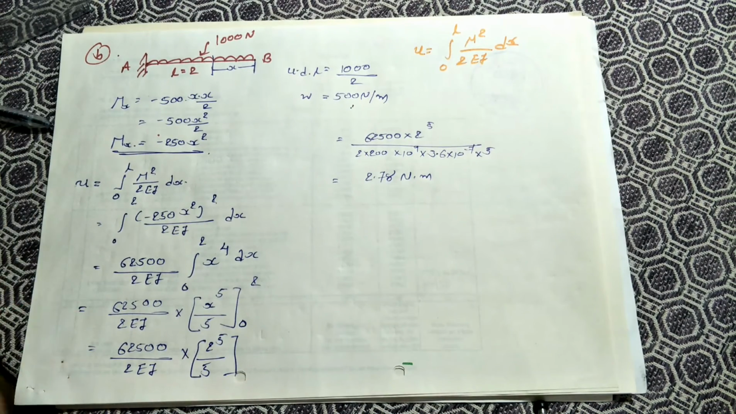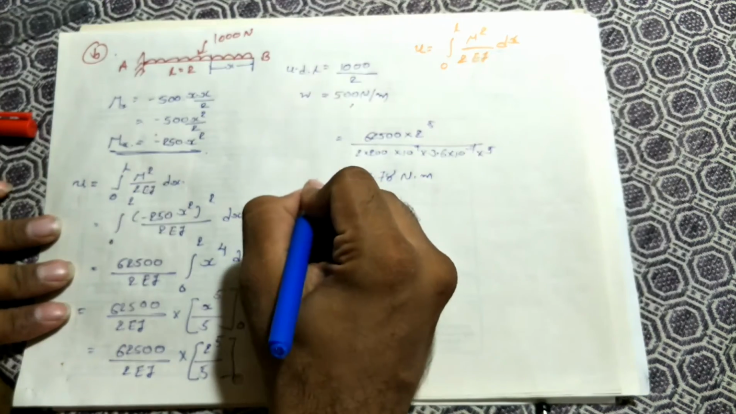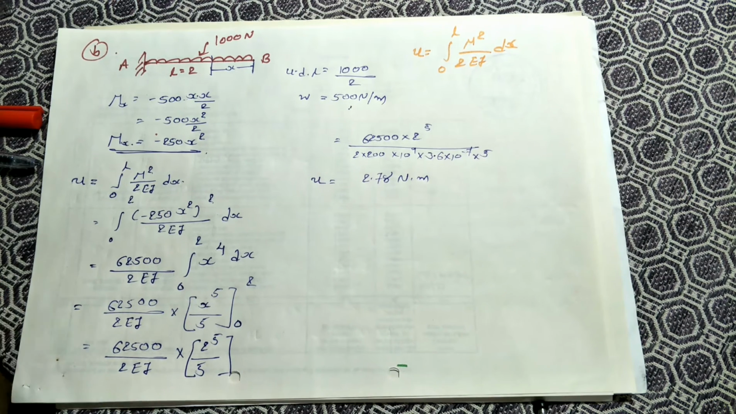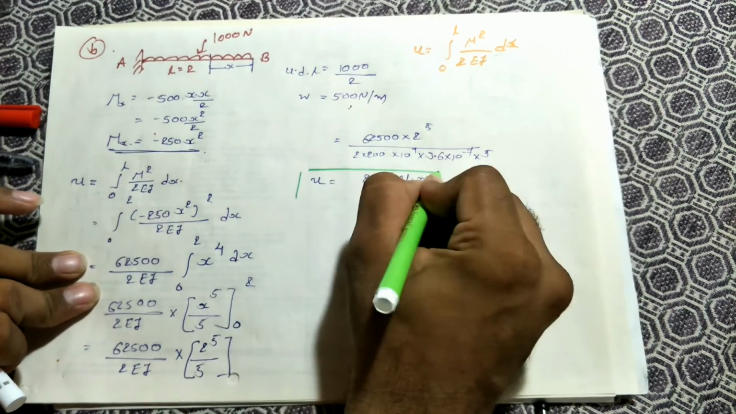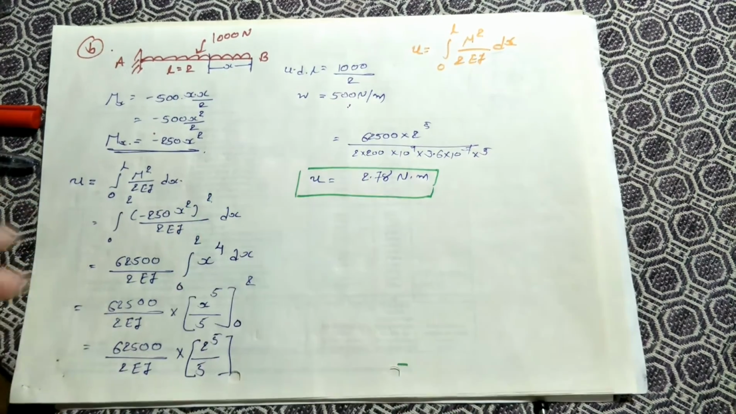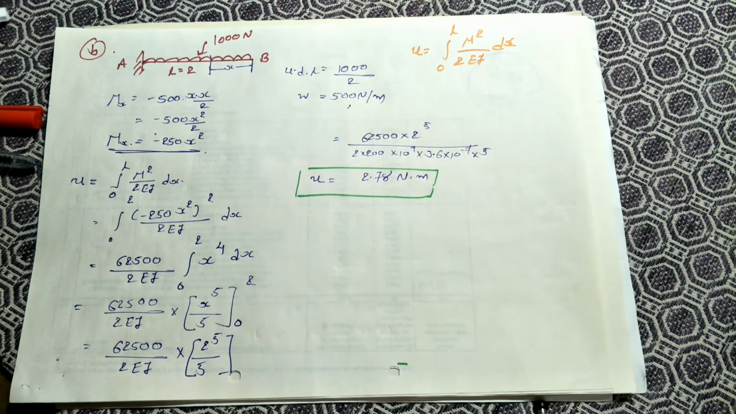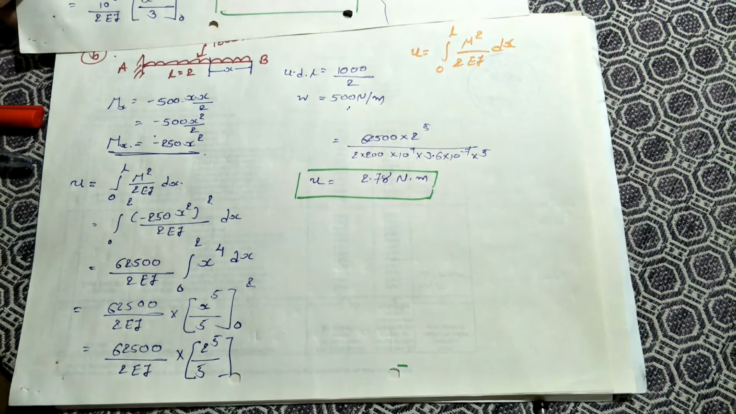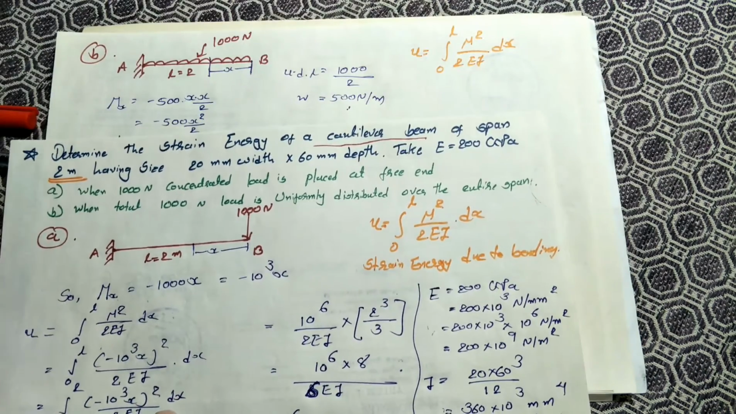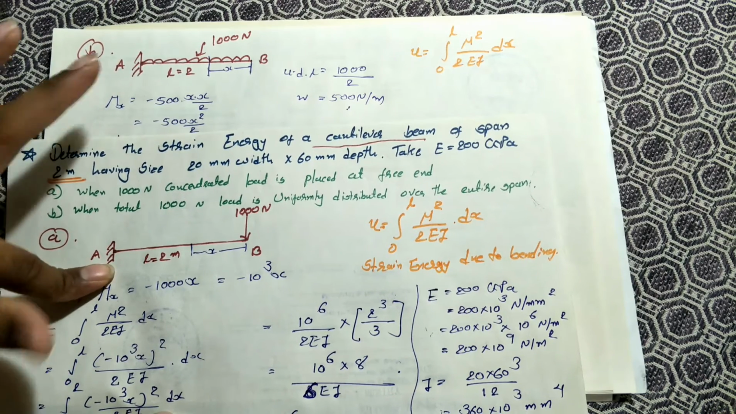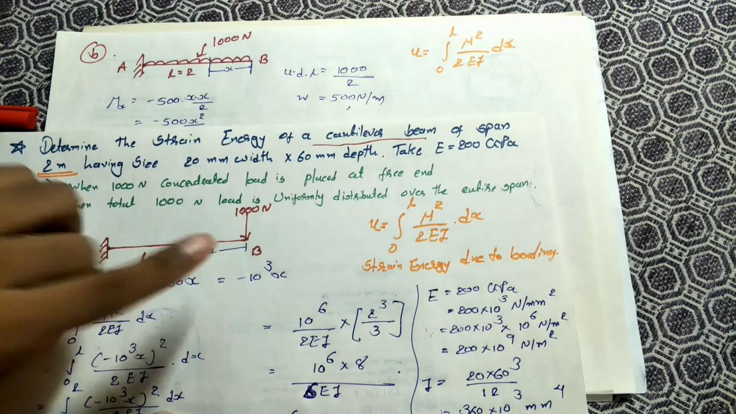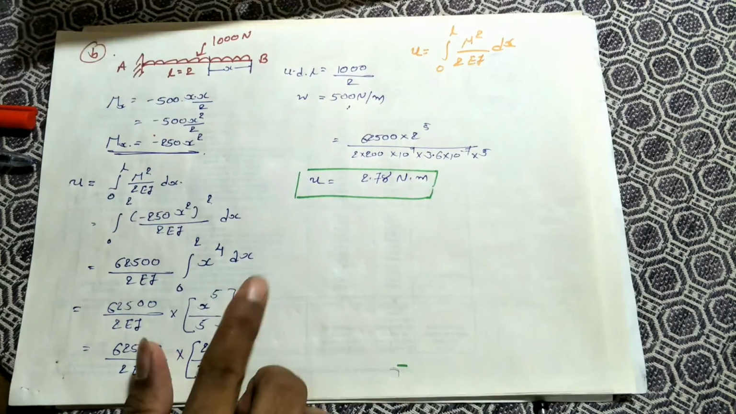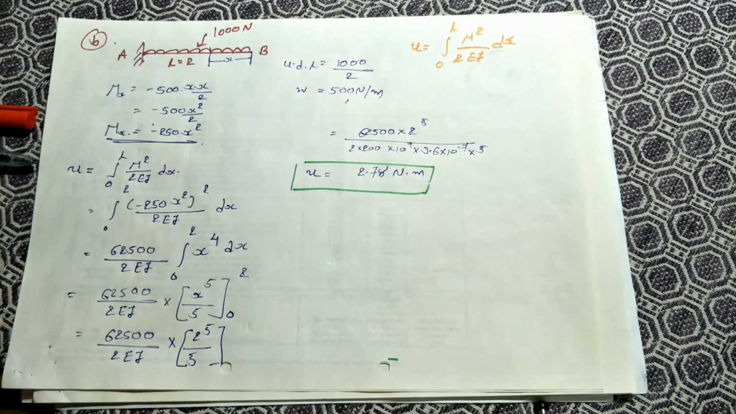So for a cantilever beam with UDL on an entire span of 2 meter, the strain energy which is stored for that particular section is 2.78 Newton into meter for a 1000 Newton value. So we have the same question, but with only a variation of your loading. This is your 1000 Newton and this is your 1000 Newton, but this is a point load and this is a UDL. So we'll get 18.52 for the first case and 2.78 for the second case.